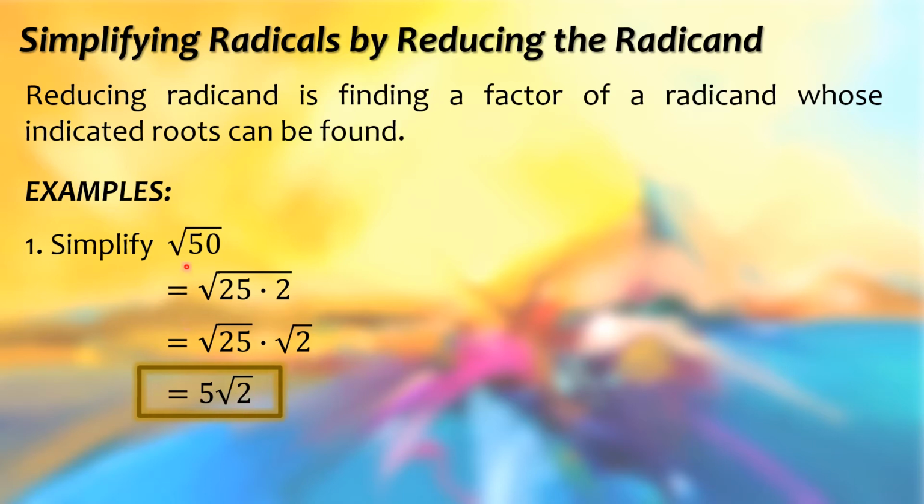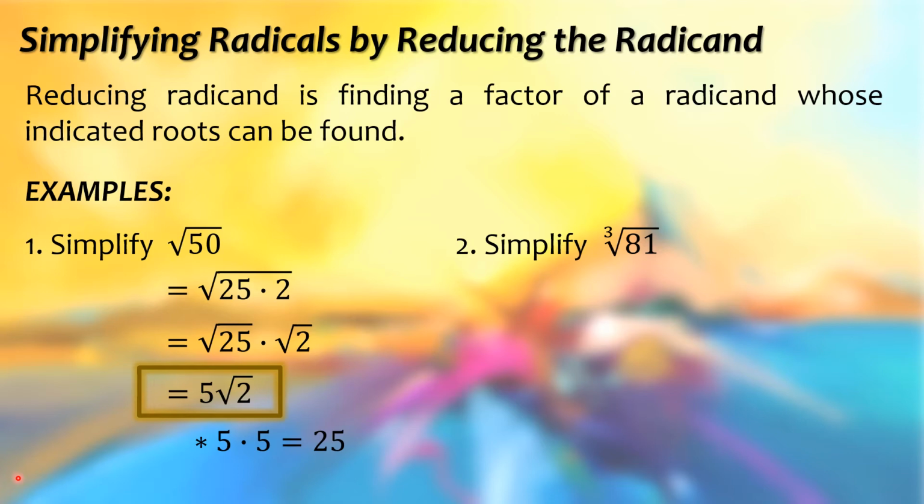Therefore, we simplified square root of 50 as 5 square root of 2. Because 5 times 5 is 25. Second example, simplify cube root of 81.